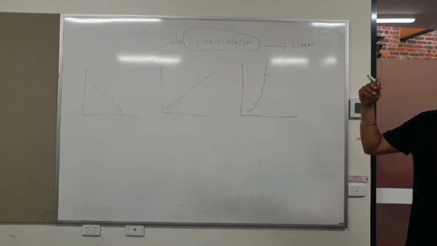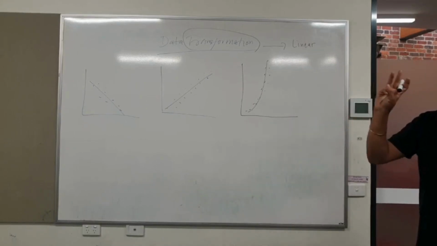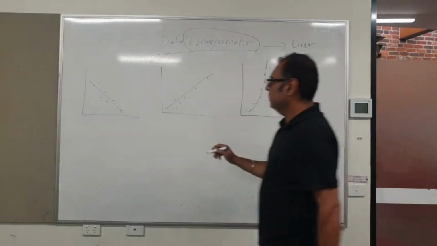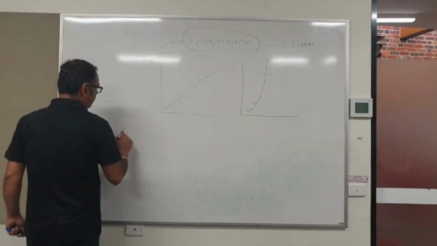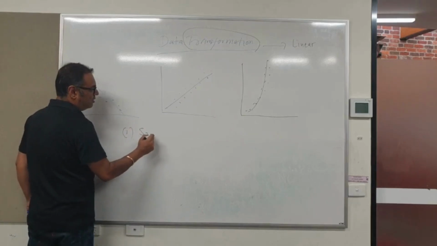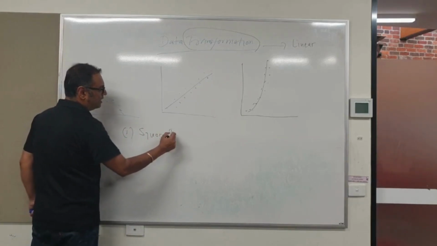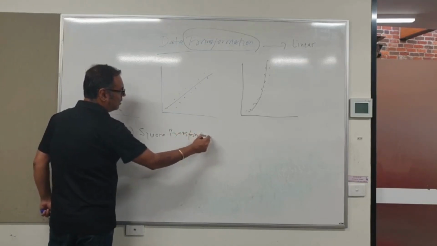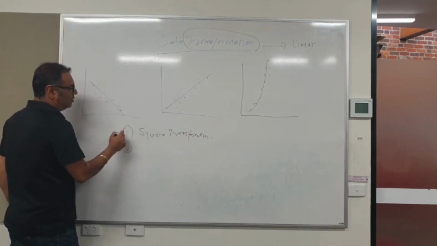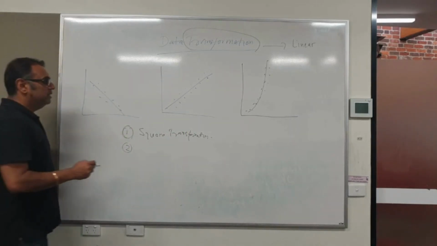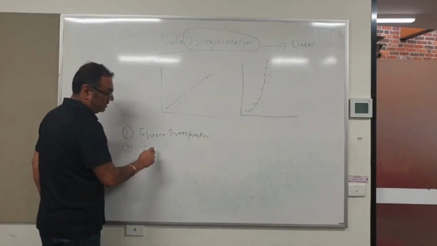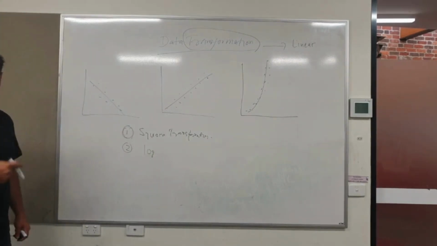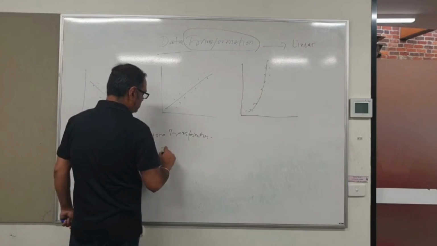We can transform the data in three ways. Number one is called square transformation. Number two is called log transformation, and whatever we've learned about log will come in handy. Log transformation.